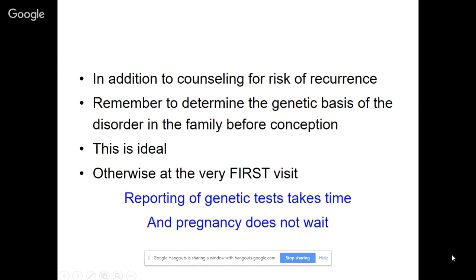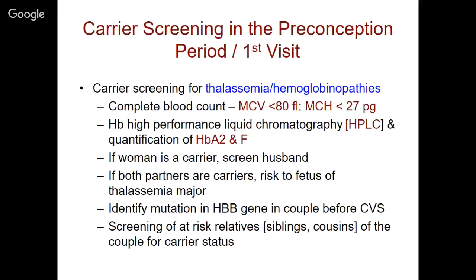So remember that in the first visit, we need to do all this because reporting of genetic tests takes time and pregnancy does not wait. So along with the family history, what we do in the preconception period or the first visit is carrier screening. And as you all know, and we've talked about repeatedly over and over again, we need to do mandatory thalassemia and hemoglobinopathy carrier screening in every lady. We are not to wait for the birth of the first affected child. The carrier status in India varies from 3 to 13 to 15%, and it's very high.